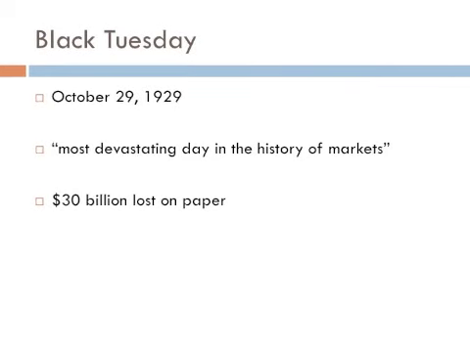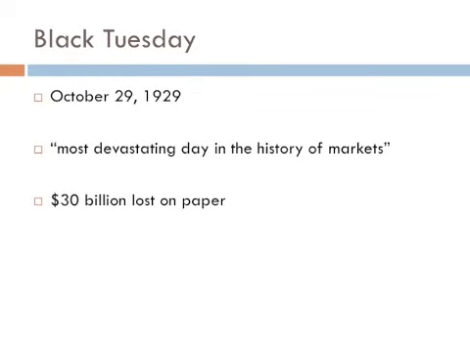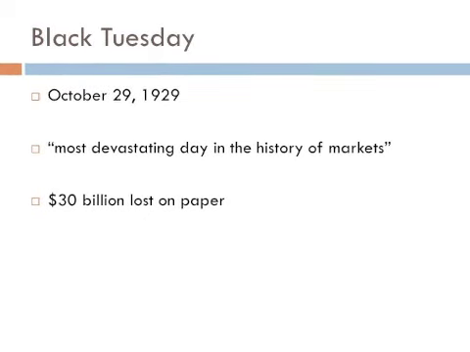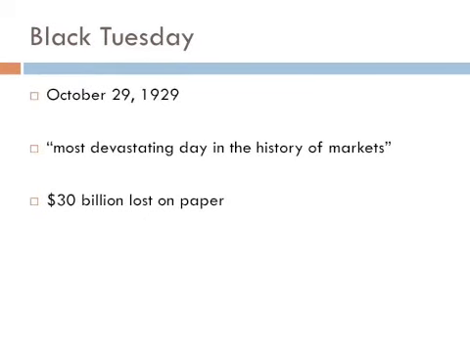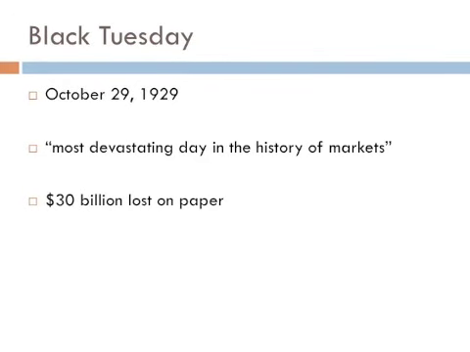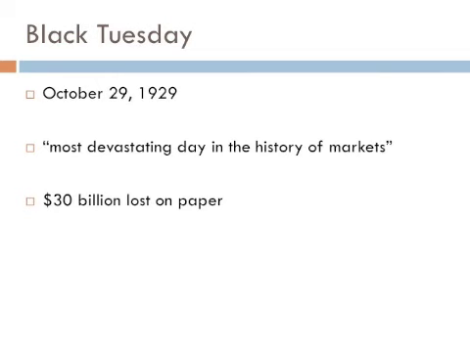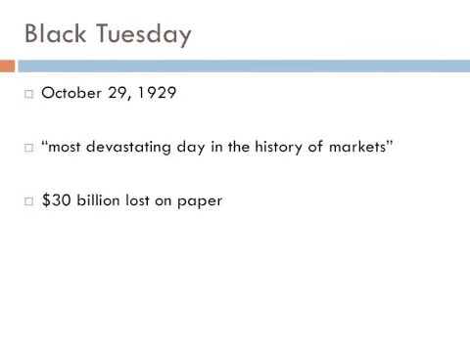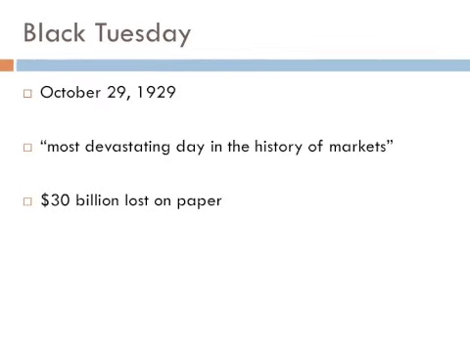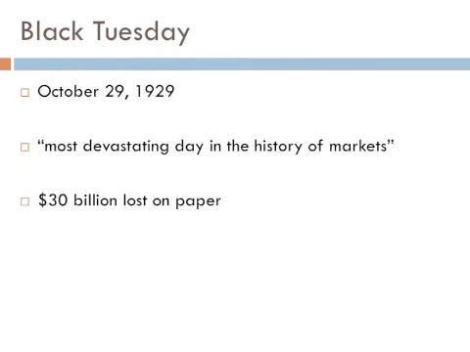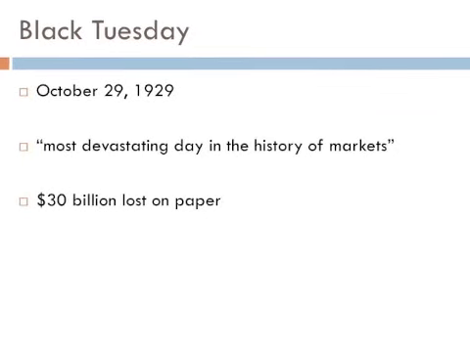Now, what this inflation of the stock market leads to is a bubble, and as we'll see going forward in the rest of the economic history of the United States, inevitably when there's a bubble, it's going to burst at some point. In this case, it happens on October 29th, 1929, with Black Tuesday, which was the most devastating day in the history of the stock market up to this point and since, and resulted in $30 billion lost on paper. We'll look at the effects of that going forward.